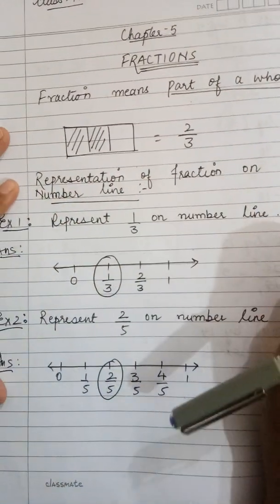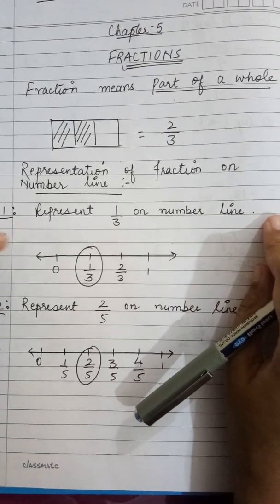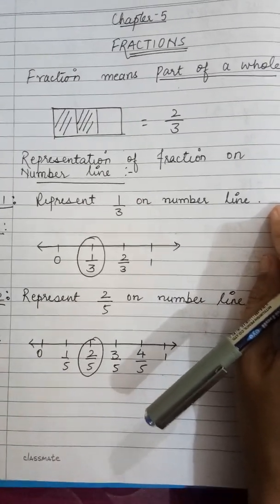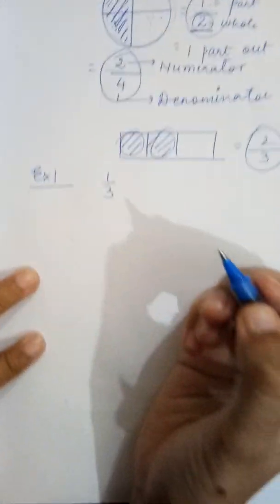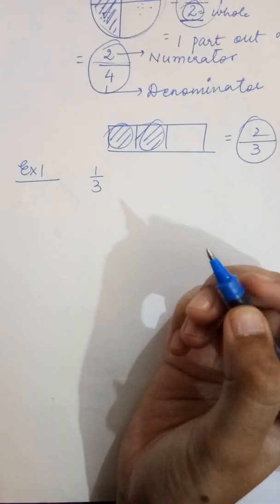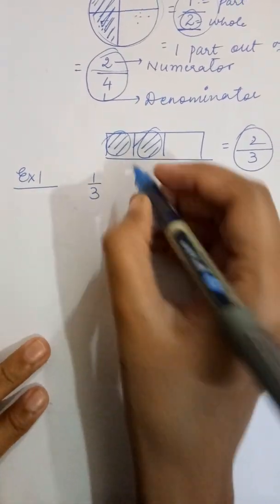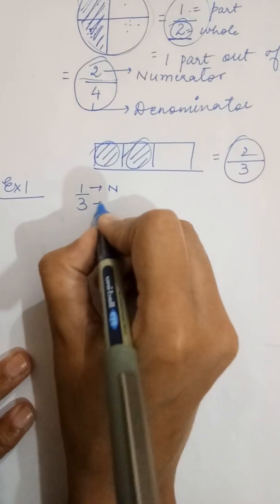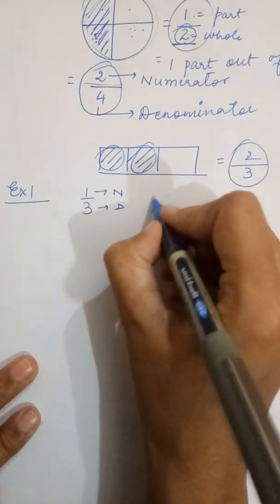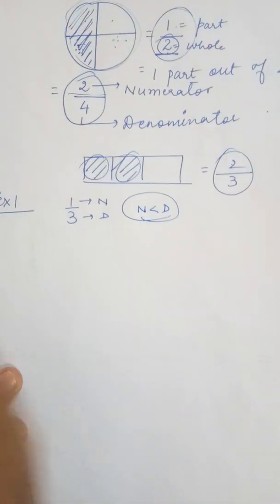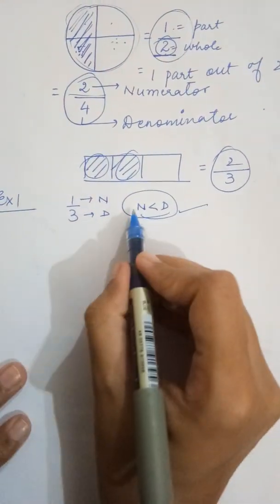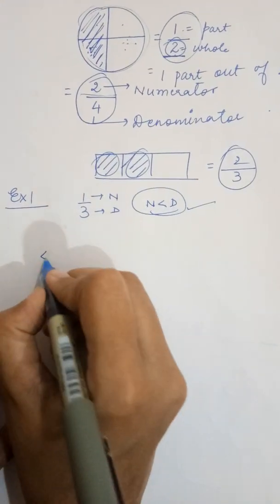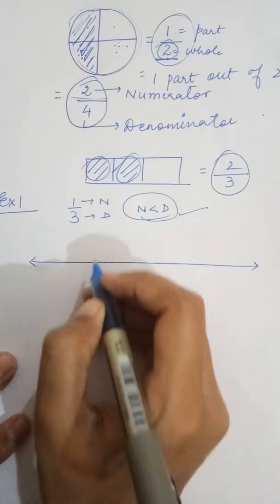Okay, now let's move to the next representation of the fraction on the number line. Now how are you going to represent this on the number line? Let's see. My first example from your book is you have to show 1 upon 3 on the number line. First of all, you have to see this numerator and this denominator. Your numerator is less than the denominator. Whenever this condition comes, when your numerator is less than the denominator, you are going to make a number line.